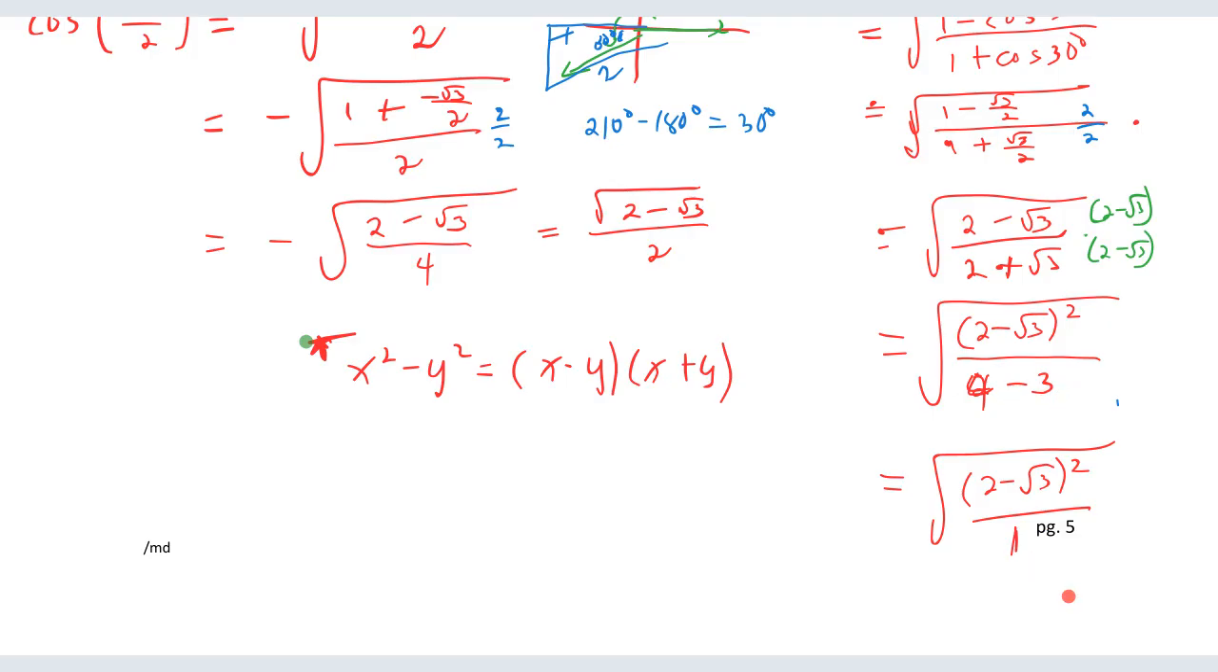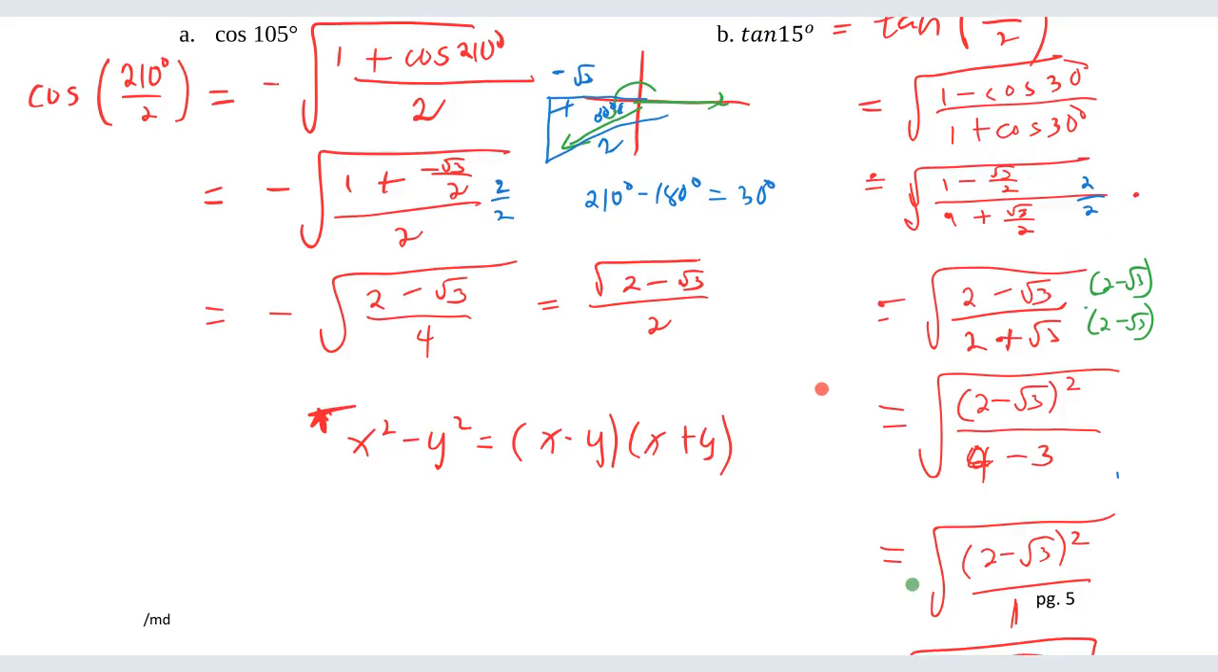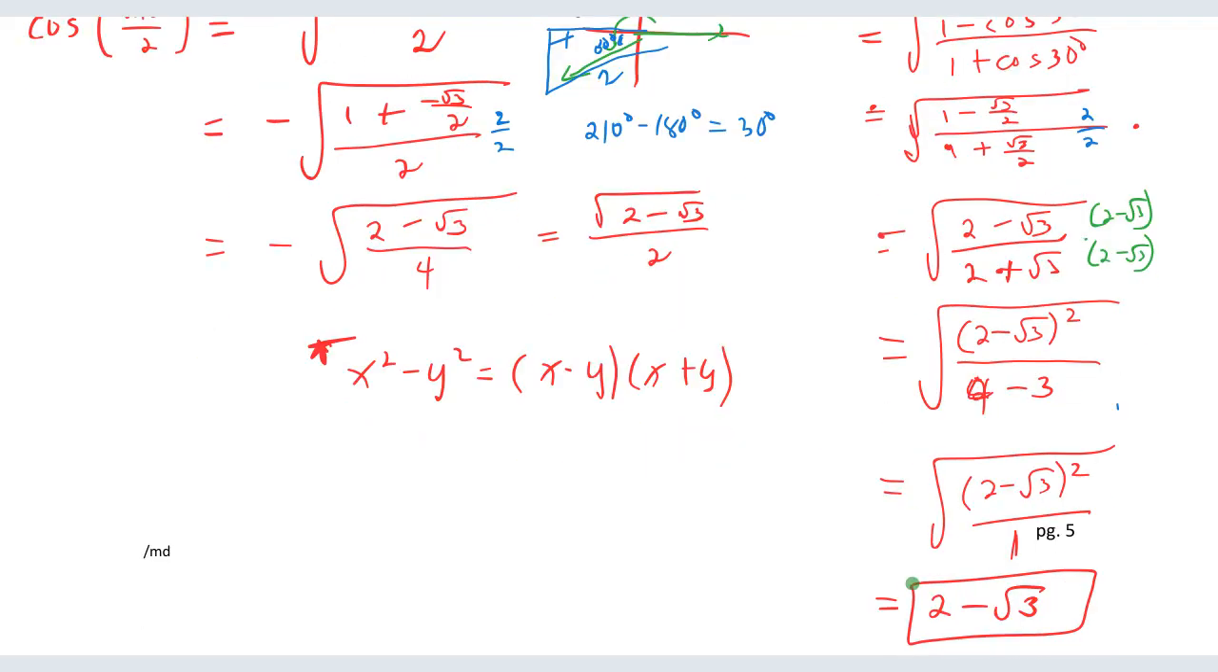Now we'll take the square root of both the numerator and denominator. The square root of the numerator simply gets rid of the exponent 2, so we have 2 minus radical 3, and of course the square root of 1 is simply 1. So that would be it. There you go. This is my last example for this particular section. Now moving on to the checkpoint part.